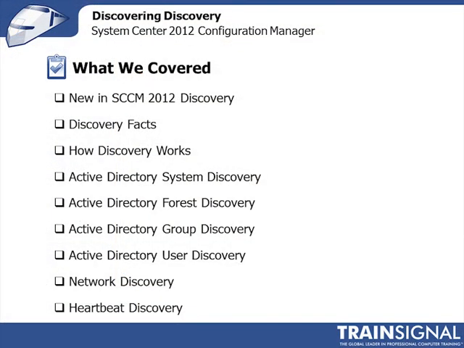We started this lesson by learning about some new things that can be found in Configuration Manager 2012 regarding discovery. You then learned the discovery facts of life and learned about how discovery works in a Configuration Manager environment. From there, we discussed the 4 Active Directory discovery methods: System, Forest, Group, and User. As a part of that process, you also configured boundaries and a boundary group for the initial clients that are going to be used by Configuration Manager in this course.